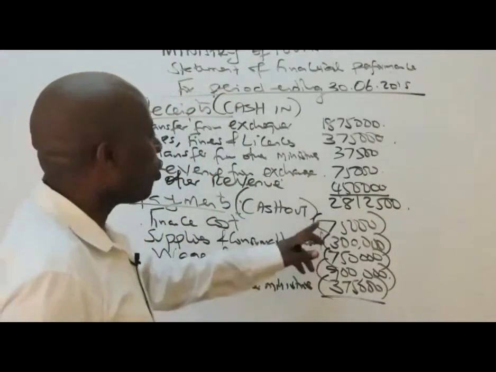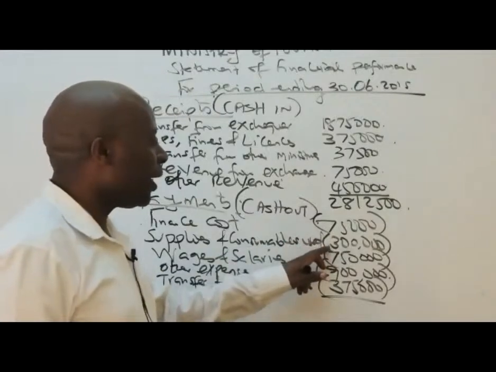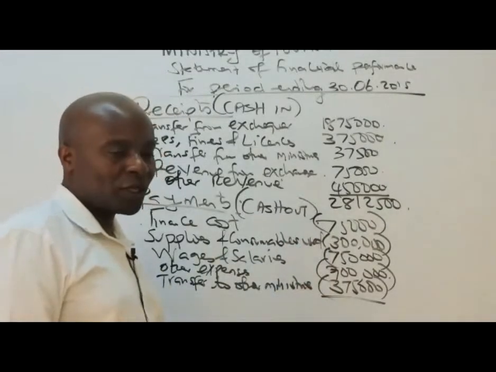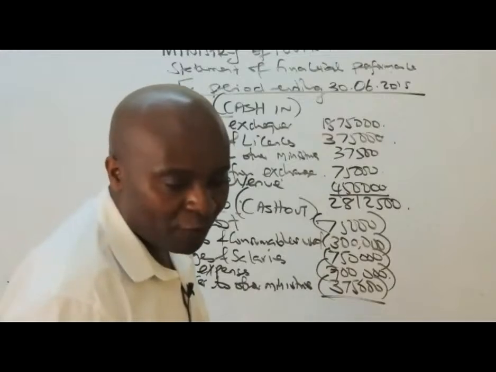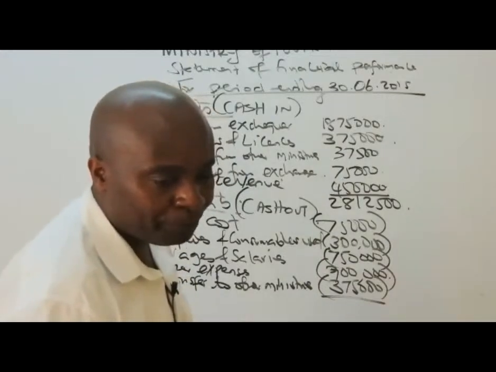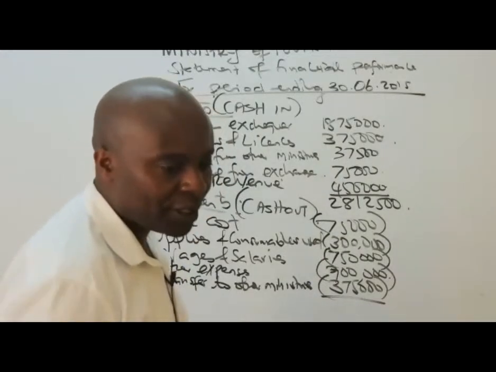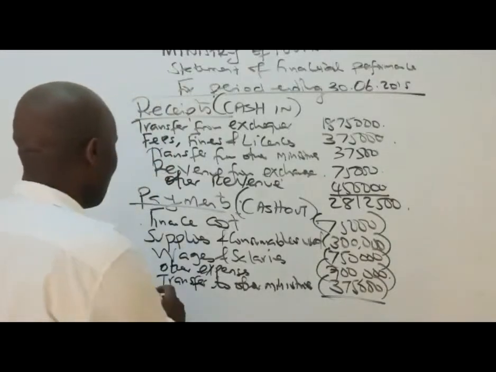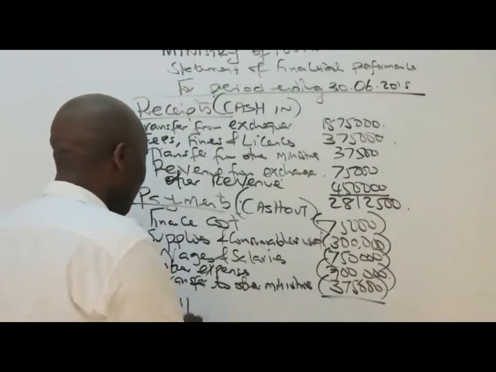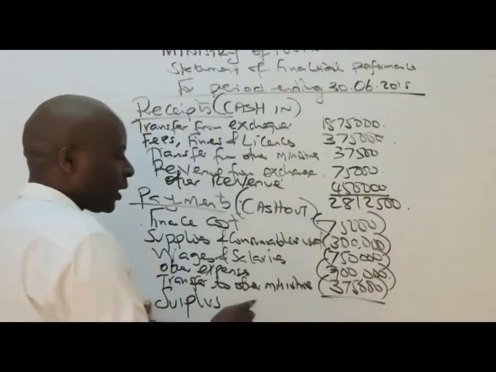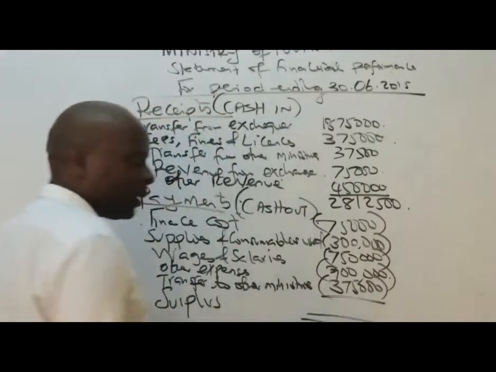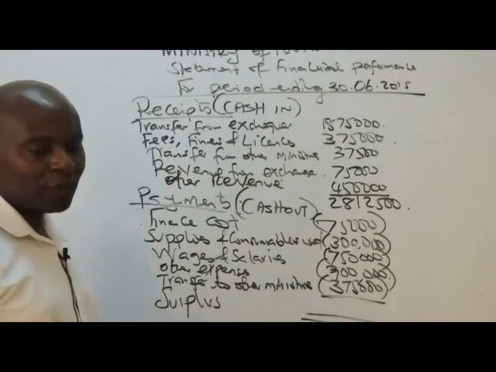Could you kindly take away these figures that are in brackets, the cash outflows? Please subtract for you to give me a surplus or a deficit. I've done it before. It's supposed to be a surplus. A surplus of how much?